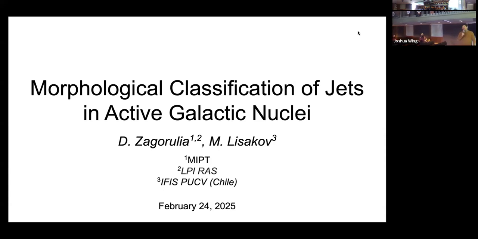Right. Today we have Dimitri Zagorulia from the Moscow Institute of Physics and Technology. Dimitri attended the SMA data analysis school in Hawaii recently and met some of our colleagues. And he is working on machine learning for morphological classification for radio data in AGNs. So I thought we haven't really had a whole lot of radio talks this semester. So we're gonna have one today.